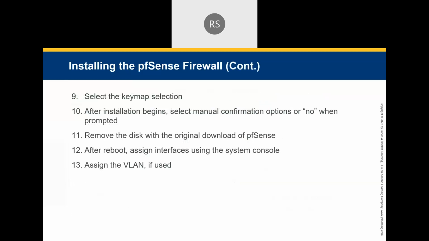Step 11, you'll remove the original disk or download disk. So you remove the disk with the original download of pfSense. After you've installed it, you will reboot, access the system console to assign the interfaces, and then assign the VLAN if it is part of your network configuration.